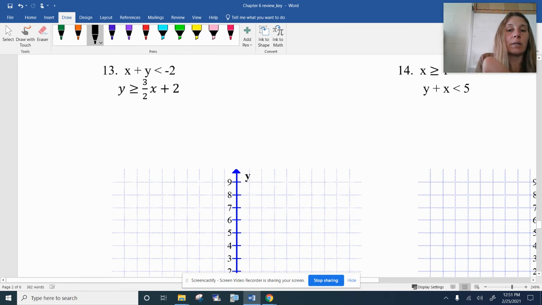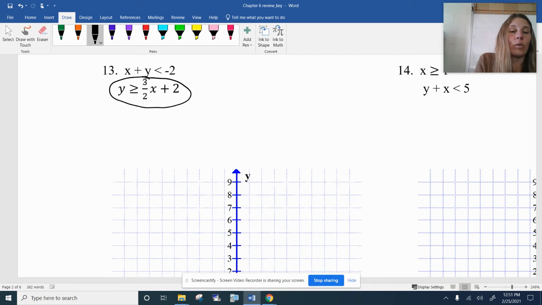Okay, number 13. So this one here is already set up for us, right? So we don't have to do too much for that one. We do know that this is going to be a solid line, and we are going to be shading up.